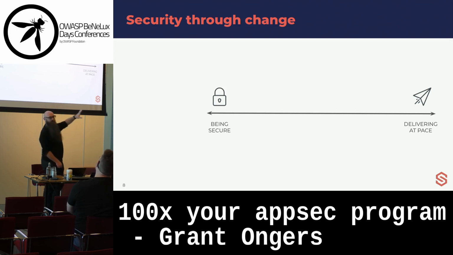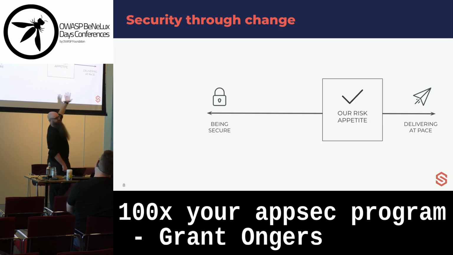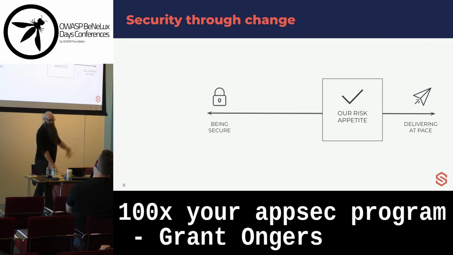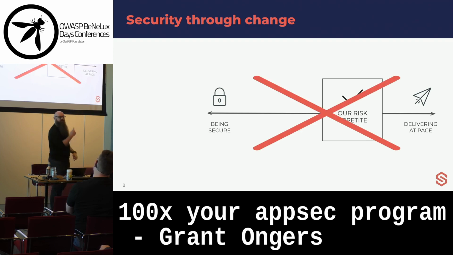These are the two sides of that equation, right? This is how secure we are, and this is how fast we're delivering. Most organizations think this is how security needs to happen: your appetite for risk determines whether you're closer to the security side or whether you're moving faster. But this is fundamentally flawed. This is not how this model works.